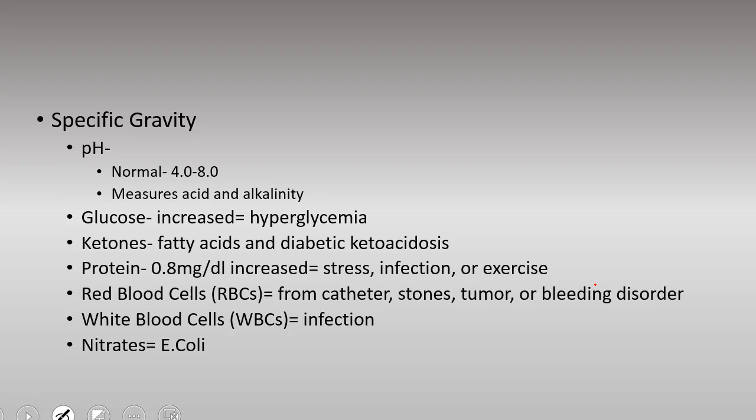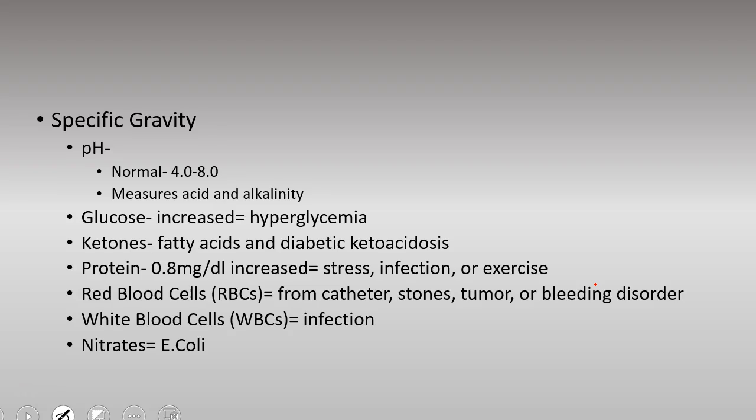Red blood cells could be possibly from catheters, stones, tumors, or bleeding disorders. You normally don't pass this list of things. So if you do, you have to go back and find out, okay, what is going on or what has been happening to cause them to do this. So let's just say that you have a young 25-year-old guy who's been exercising a lot. His specific gravity may actually show that he's passing proteins. And that's not necessarily a good thing, but you have a reason for the protein level to go up.